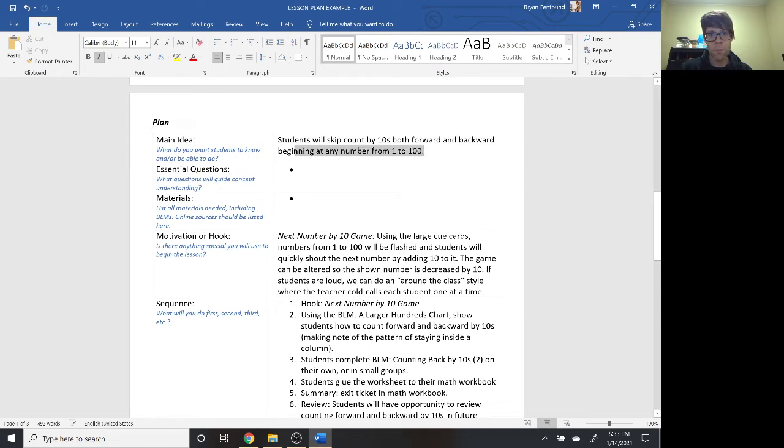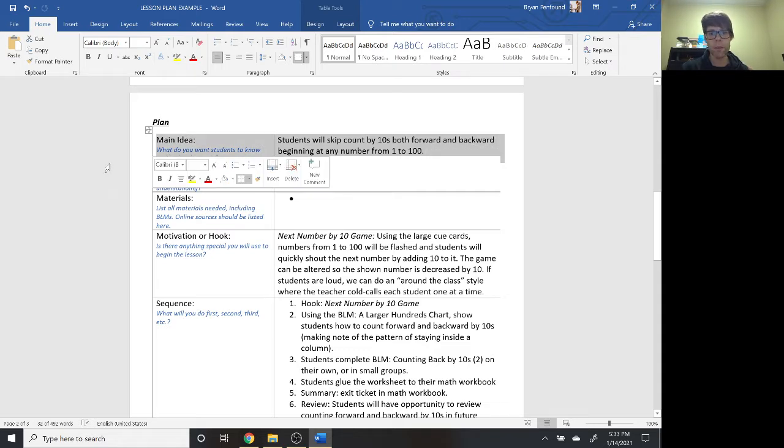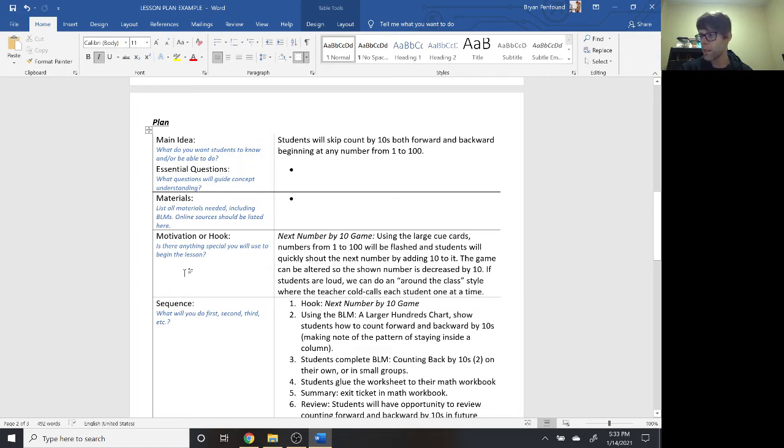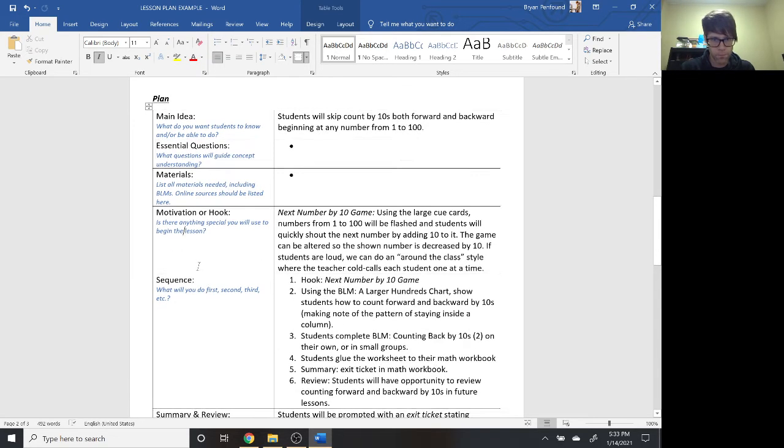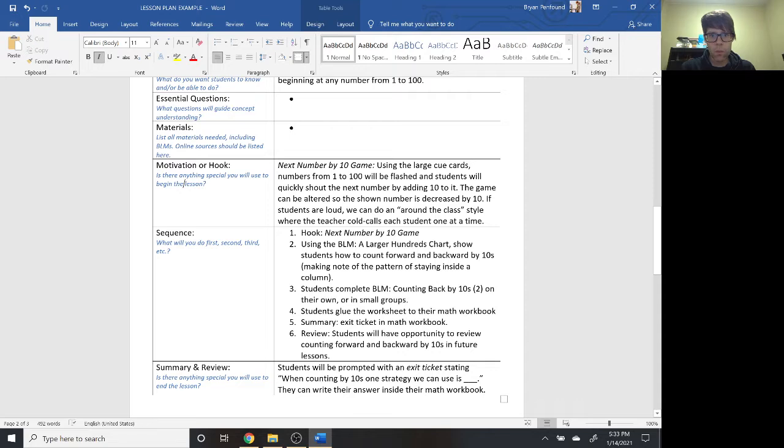So of course, the big idea, the main goal here is to have my students being able to skip count by 10s forwards and backwards, beginning at any number between 1 to 100. Okay, so that's the main idea that I'm hoping they take away from this particular lesson. And then I started working on how I'm going to build this lesson.